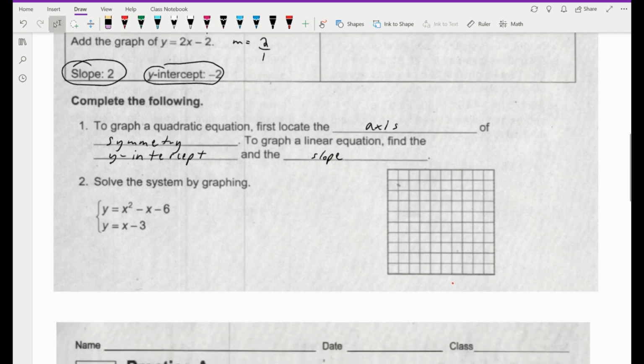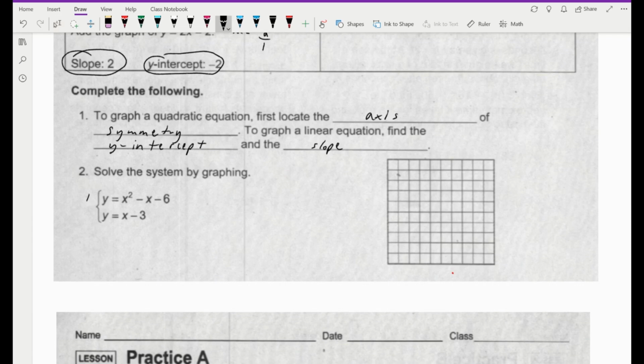Let's look at number 2. Solve the system by graphing. So we have a quadratic equation, and we have a linear equation. I think graphing the linear would be easier first, so let's start with that. We're going to first identify the y-intercept, which is negative 3, and the slope, which is 1. So we'll graph the y-intercept and then the slope. We'll draw a little xy graph here.